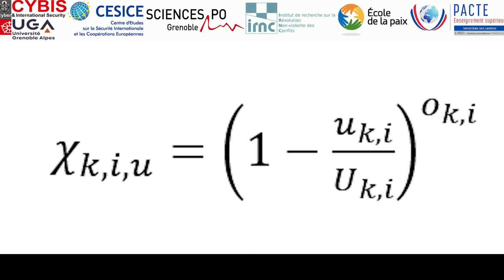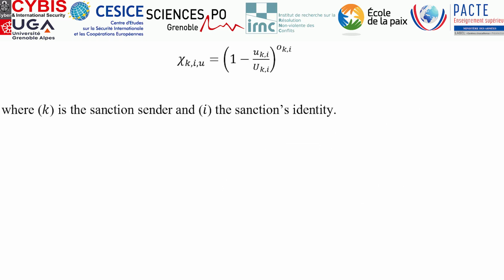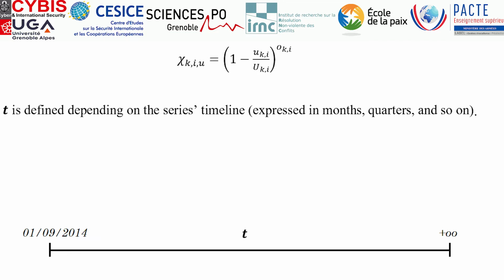share of its GDP. Finally, the last parameter is key, the time factor. It witnesses the effect of time on the economic pressure induced by the sanction. K is the sanction sender, I is the sanction ID. T is defined depending on the series timeline. By this I mean the timeline of the model.